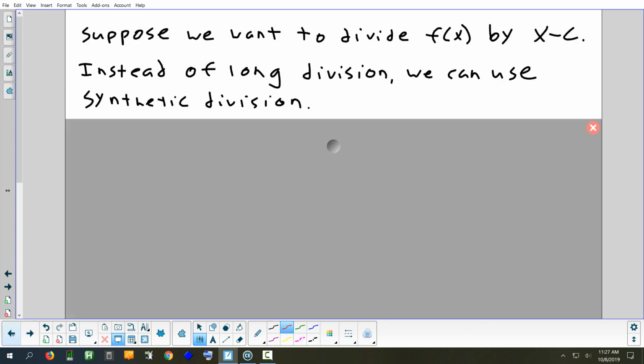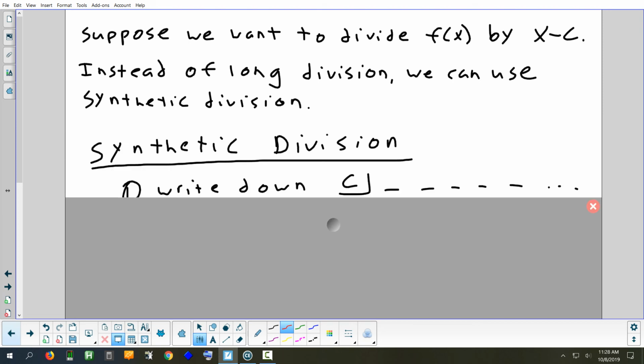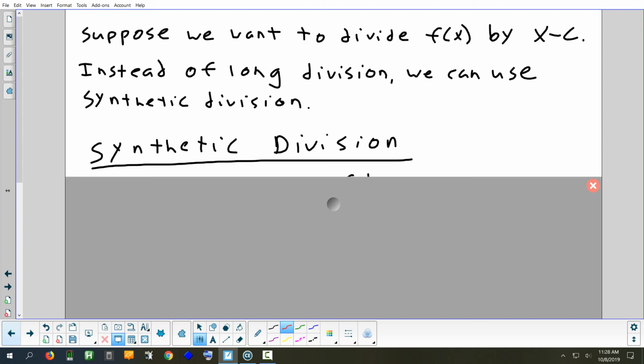like x minus 4, x minus 10, x plus 7, you got to be careful when it's plus, but we talked about that yesterday. You can use synthetic division. So I think I'm just going to give you all the steps today first, and then we'll do a problem.